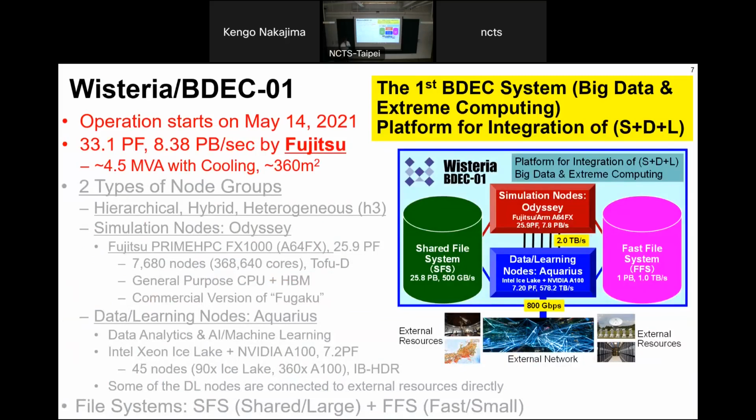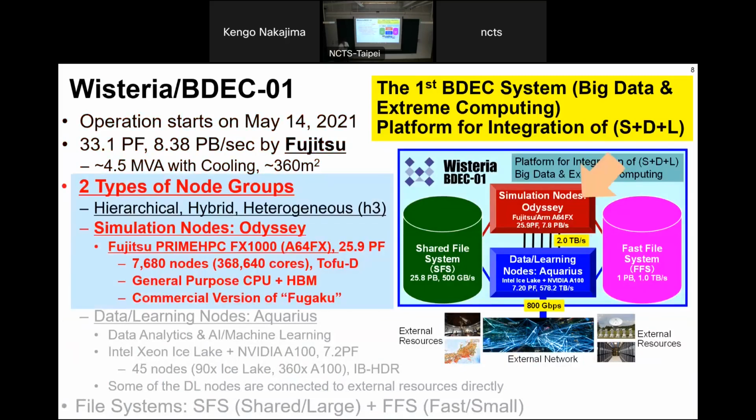Okay, and we have two types of node groups. One is called simulation nodes, and the name is Odyssey. It's Fujitsu's PRIMEHPC FX1000, based on the A64FX. This is a commercial version of the Fugaku supercomputer. The total peak performance here is 6 petaflops, and we have nearly 8,000 nodes.